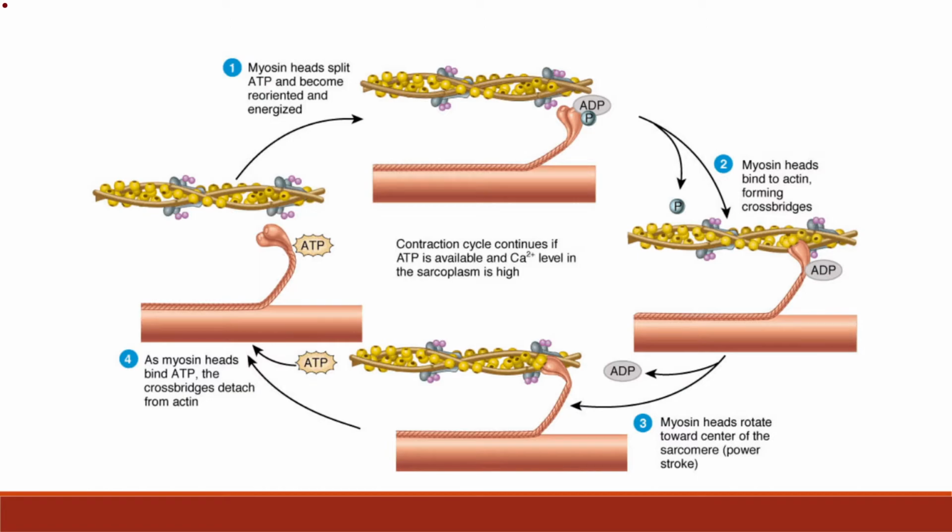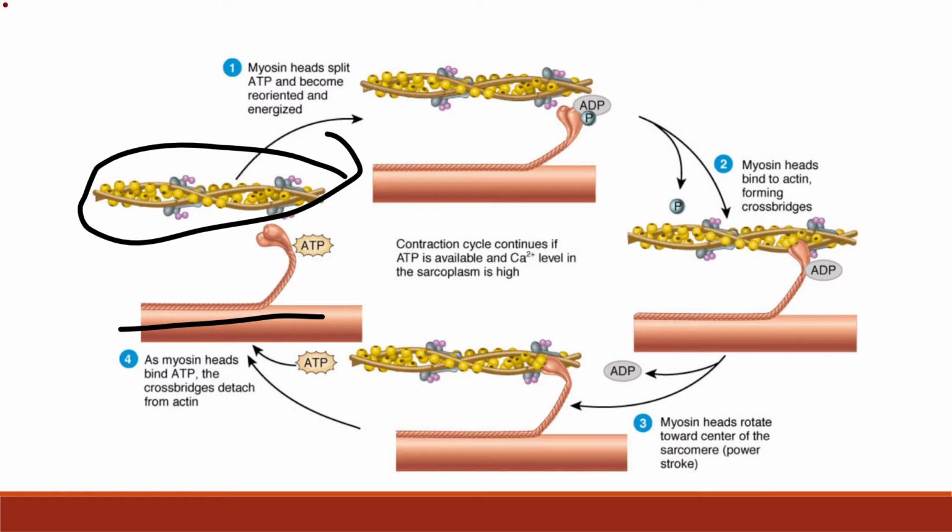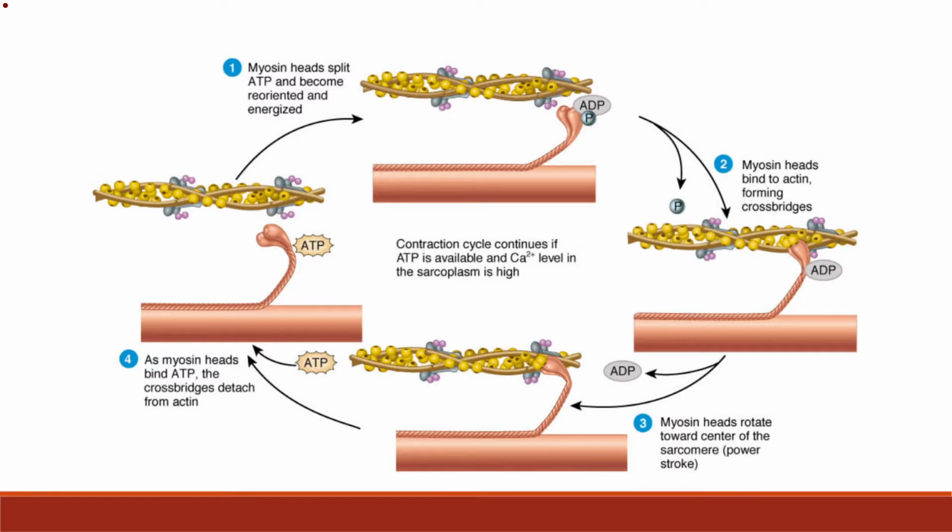So here's a picture of that. So this represents the myosin. This represents the actin. So let's start at the top where number 1 is. It looks like this is just talking about our ATP. So let's zoom in on this a bit.